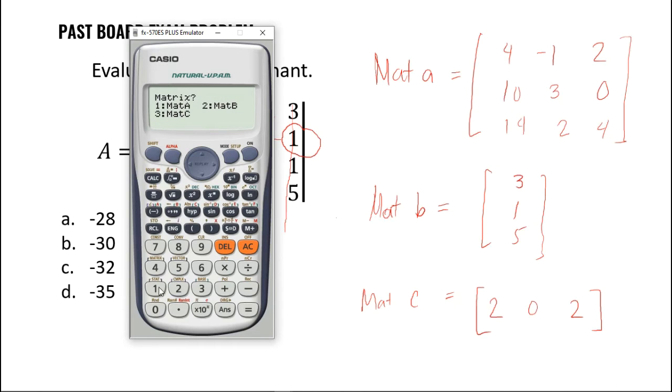So, i-check natin guys yung matrix A para sigurado. We have here 4, negative 1, 2, 10, 3, 0, and 14, 2, and 4. So, check yun.